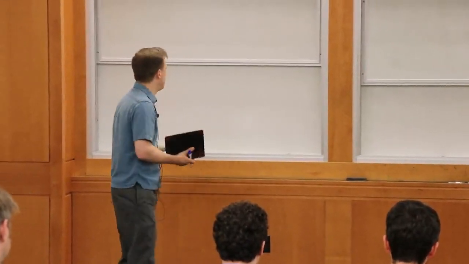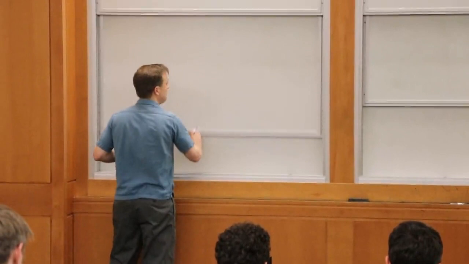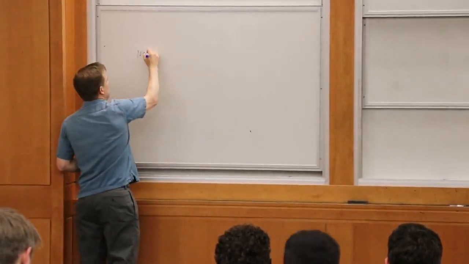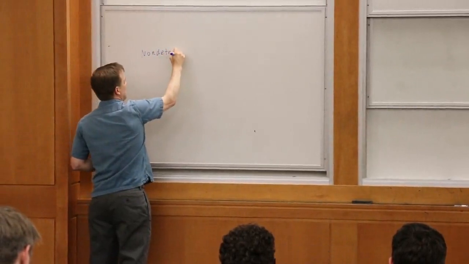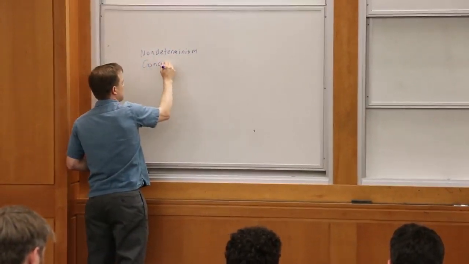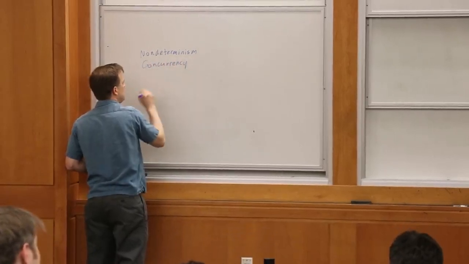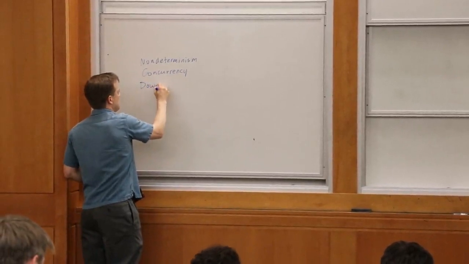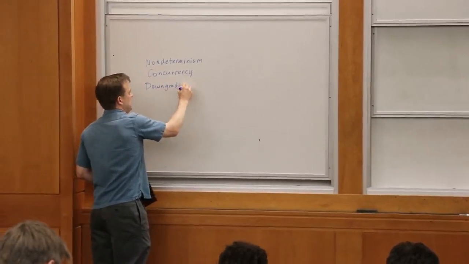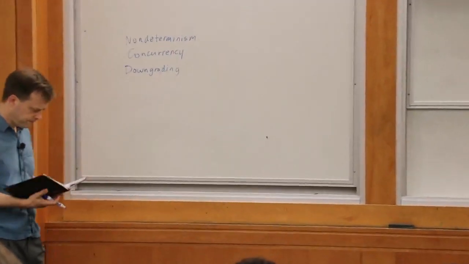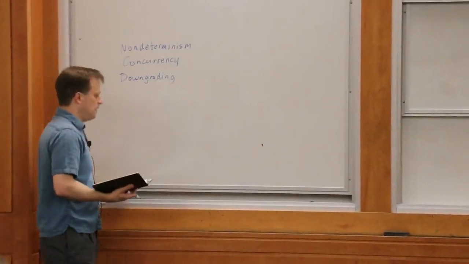And I want to say a little bit more about non-determinism and about concurrency, which is a major source of non-determinism. And then I'm going to talk about downgrading, which is a feature that we saw showing up in the GIF programs that I showed you yesterday.